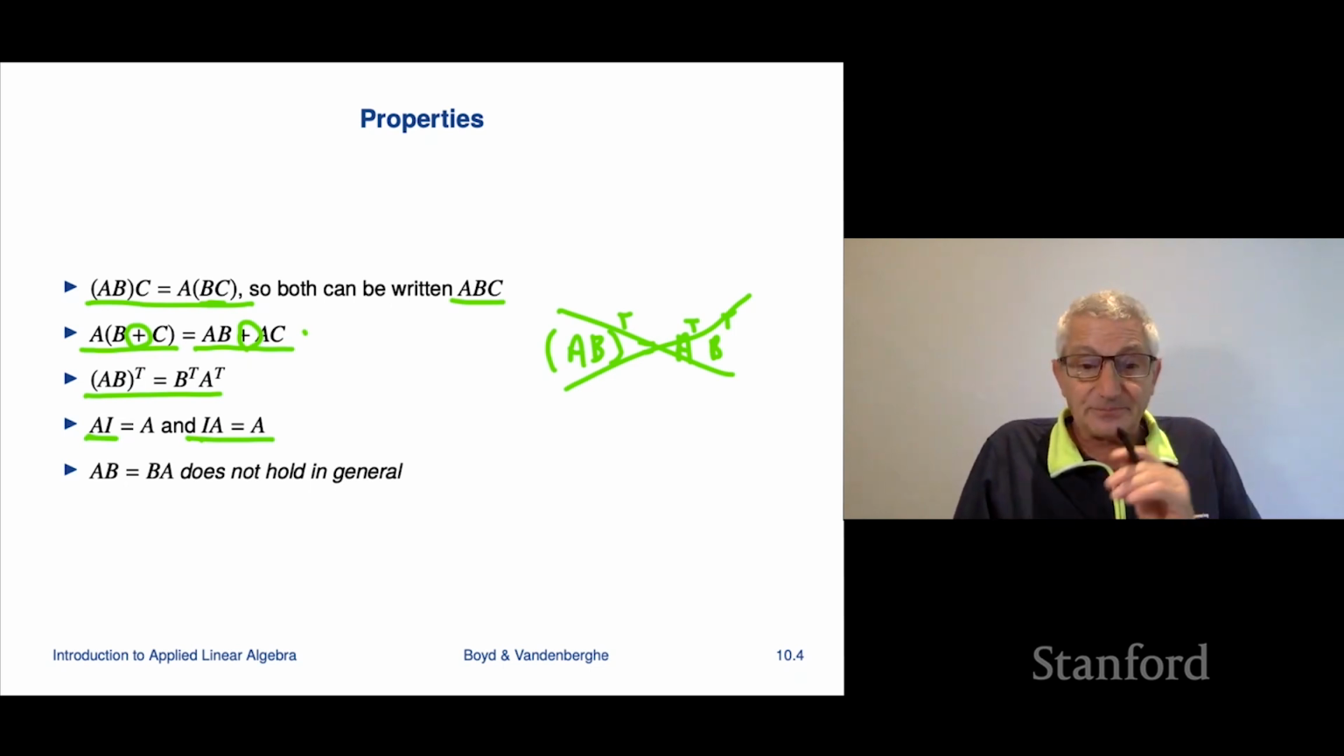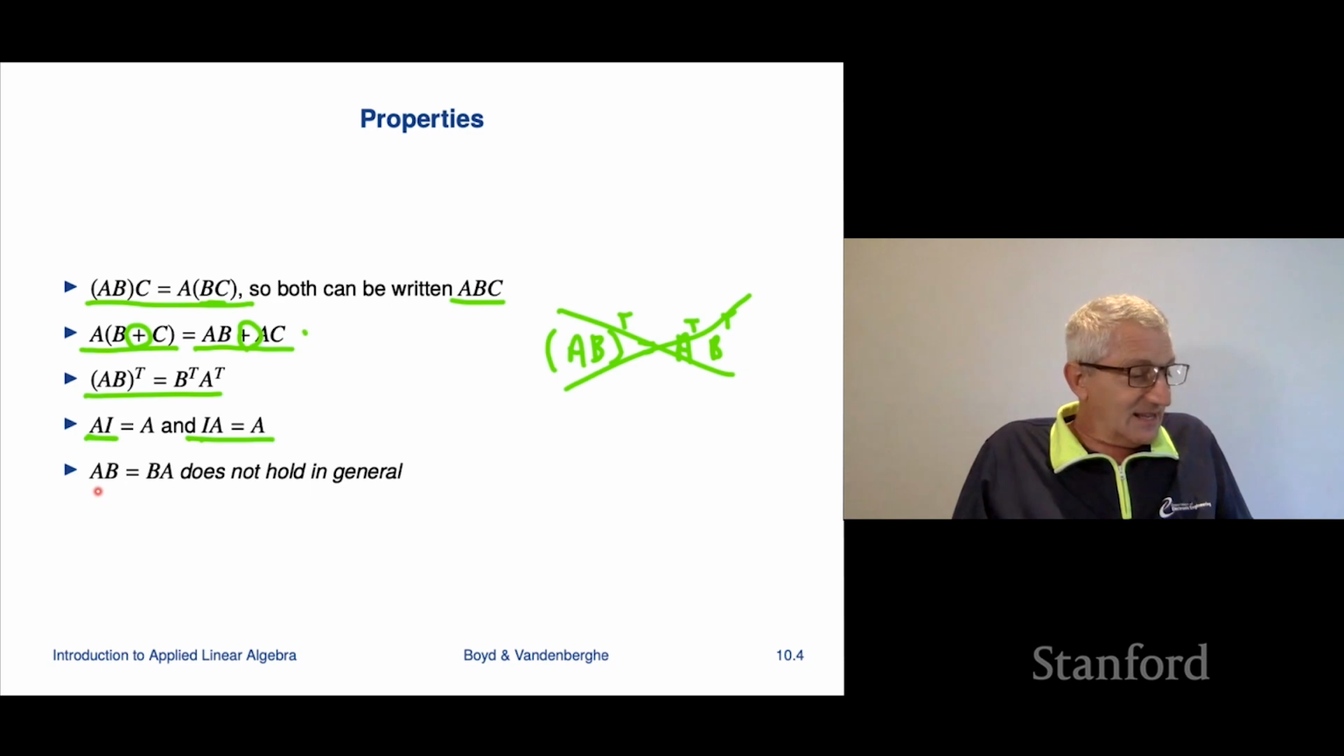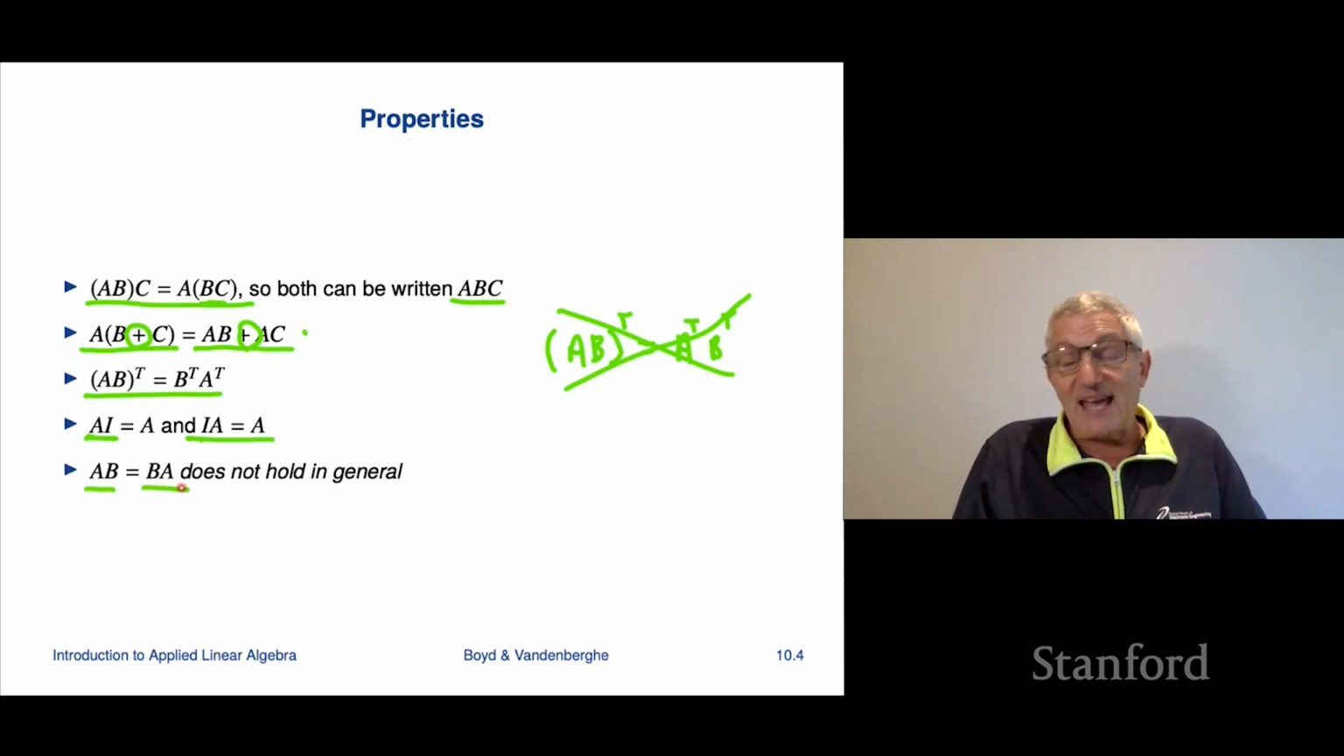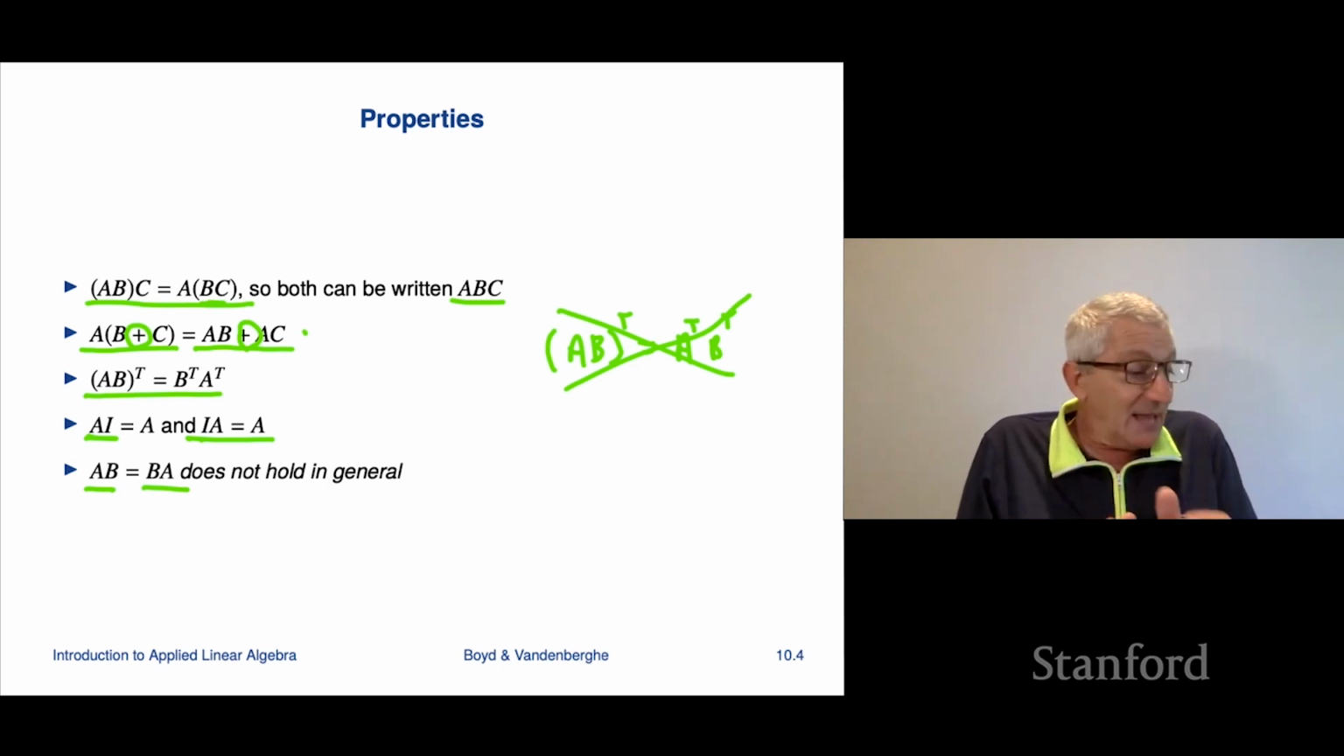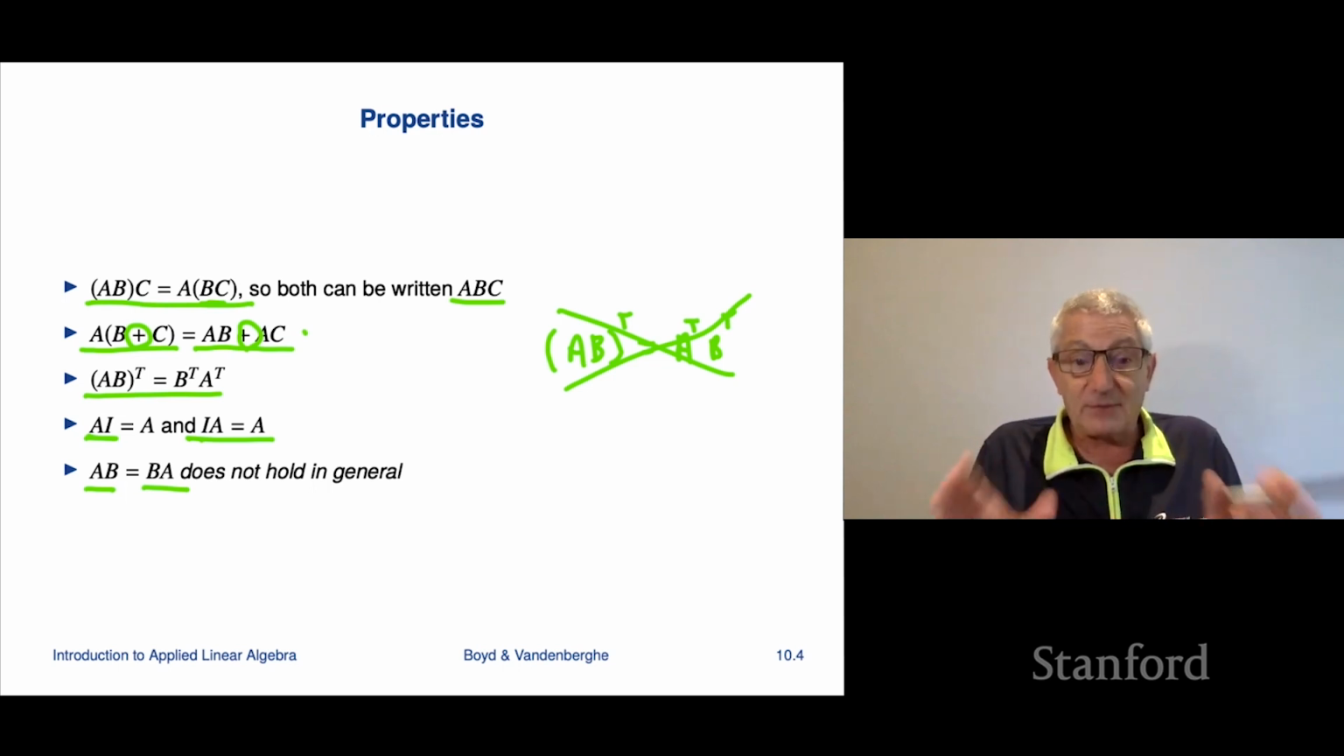Okay, now here's something super duper important. It's very important. The product AB is not necessarily equal to the product BA. Actually, it's worse than that. Even if you can multiply AB, there's no reason to believe that you can multiply BA. It may be incompatible, okay? But even when it does make sense, even when AB and BA are both valid products, they need not be equal to each other.